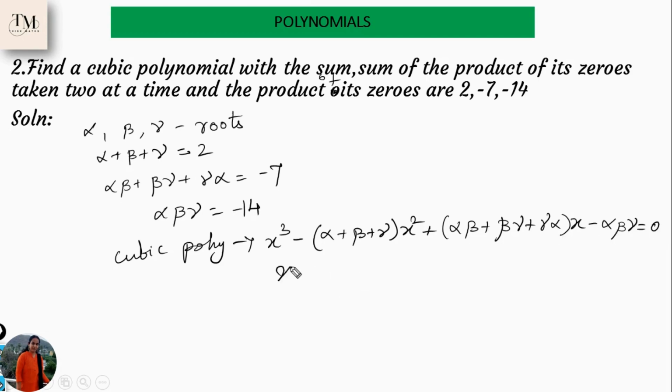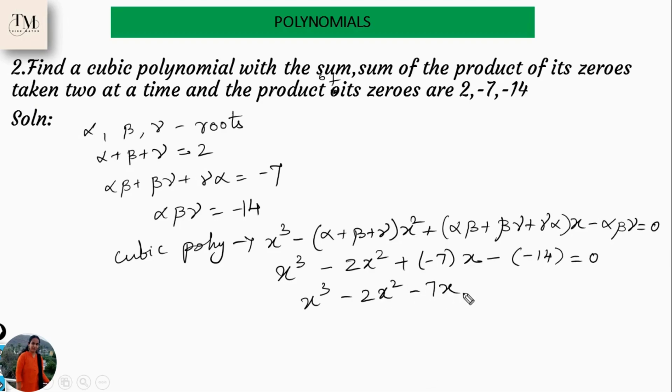So x cube. What is alpha plus beta plus gamma? It is 2, so 2x square. The sum of the product of the roots is minus 7, so minus 7x, and minus alpha beta gamma, which is plus 40. So the cubic polynomial is x cube minus 2x square minus 7x plus 40. So this is very easy, you can do it directly. Okay, can you understand?